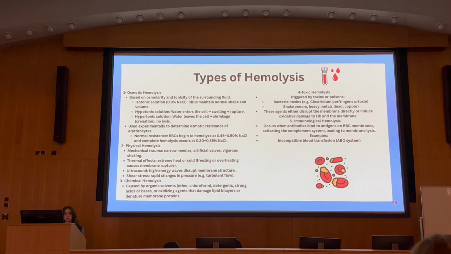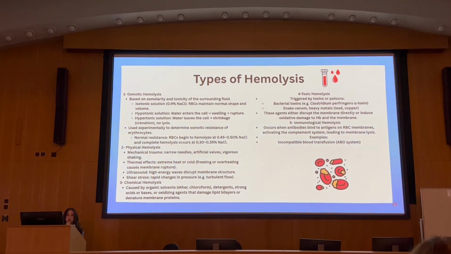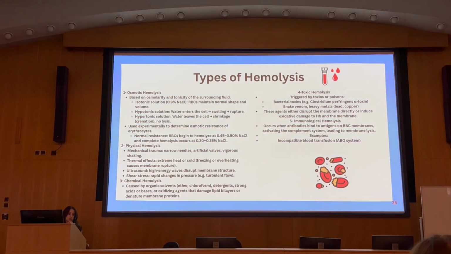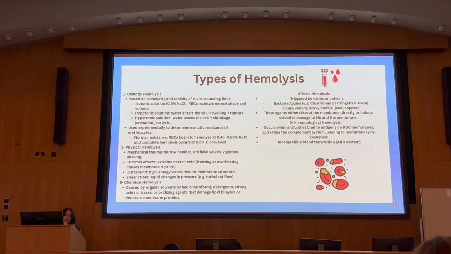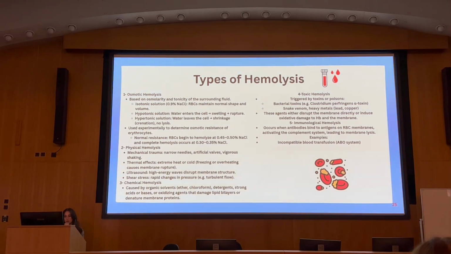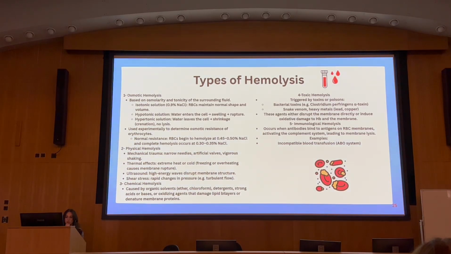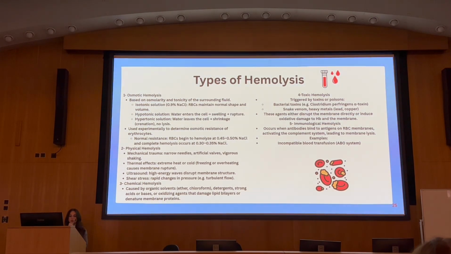And then in hypotonic solution, the water is going to enter the cell, causing swelling and then a rupture. And then in hypertonic solution, the water is going to leave the cell, causing shrinkage, or the term that professors would prefer you to use is crenation, so there is no lysis happening. And this is used experimentally to determine the osmotic resistance of erythrocytes. In normal resistance, red blood cells begin to hemolyze at 0.45 to 0.5% NaCl, and complete hemolysis occurs at 0.3 to 0.25%. This is also another piece of information that you do need to know. And it's the most important type of hemolysis out of the 5.